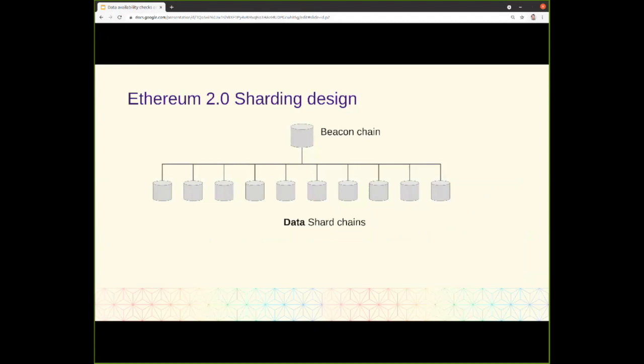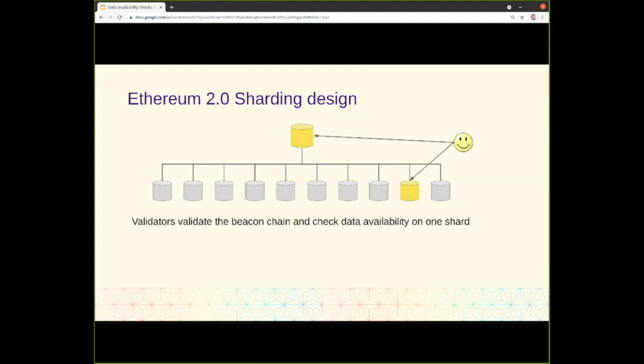Okay, so why is all this relevant? I was talking about light clients and full nodes and so on. Now, when we come to ETH2, then this becomes even more important, because in ETH2, we have this architecture. We have the beacon chain, which has all kinds of administrative functions. And then we have the data shard chains where data is published. Those are basically the way we're going to scale Ethereum.